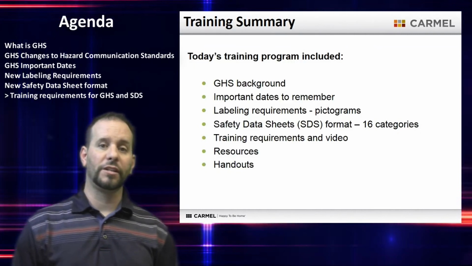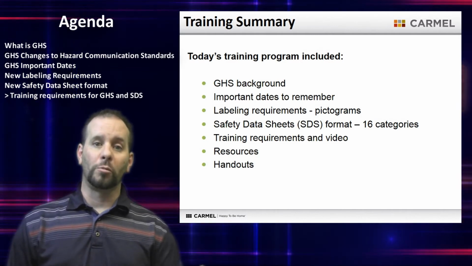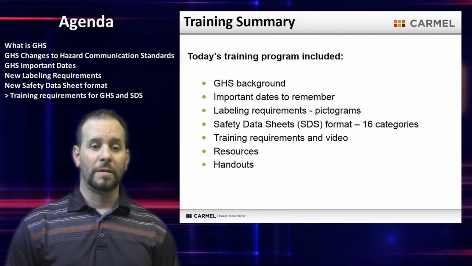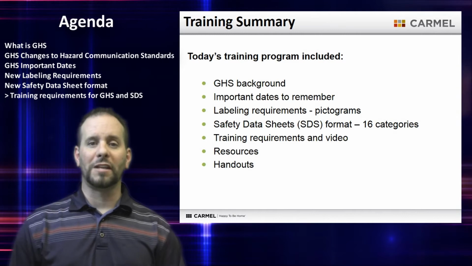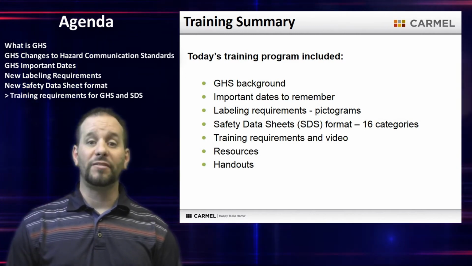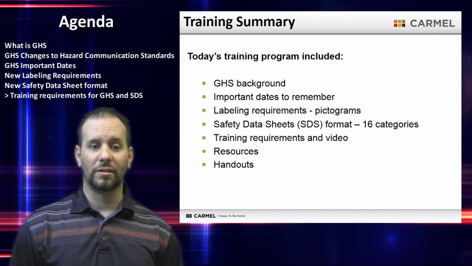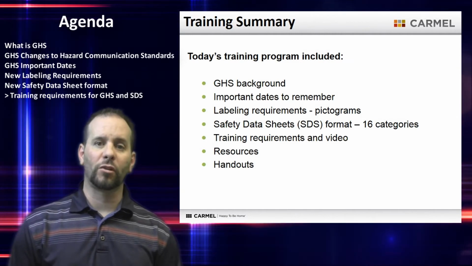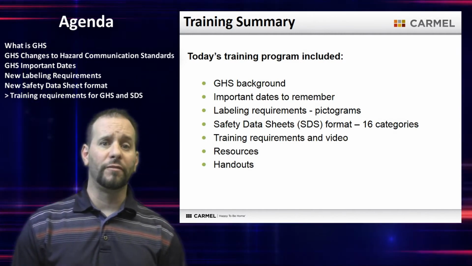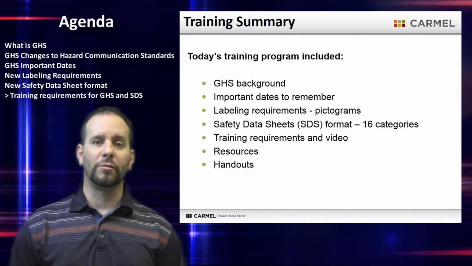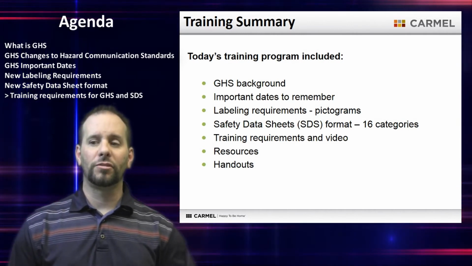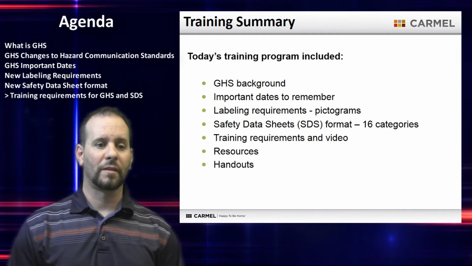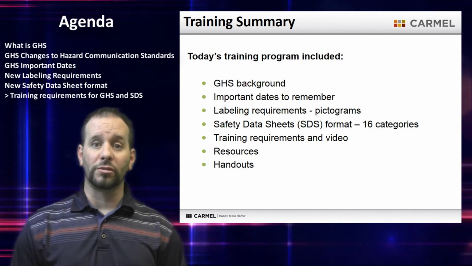So our training summary: today's training program included globally harmonized system background, all the information you need to know, important dates to remember, labeling requirements, and one example of that is the pictograms. The safety data sheets, also known as SDS sheets, the new 16 standard category format, training requirements. We're now going to watch a brief video that will also go over everything that we just did. It will help you to understand the situation and the severity of the changes that are coming a little bit more.